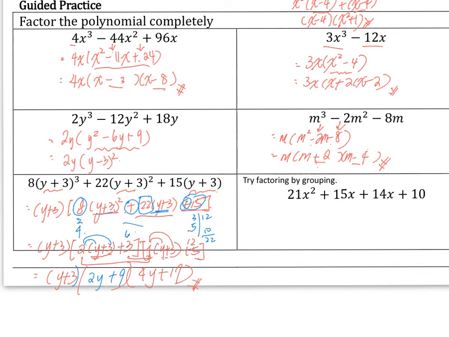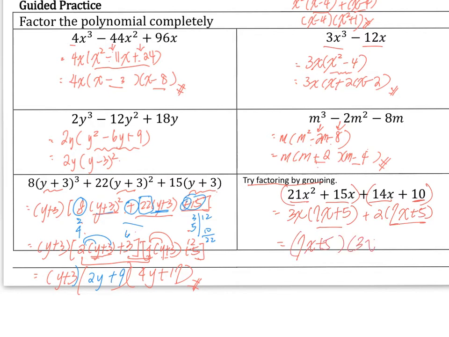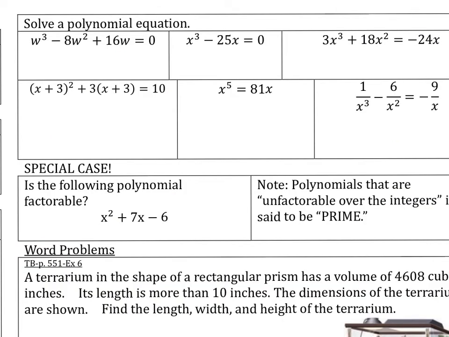Let's try one more. And here it says try factoring by grouping. Okay, so you see that there are two like terms here, so just ignore that. Let's group this. I'm going to factor out 3x, the GCF between these two first two terms. So that makes 7x plus 5. I'm going to factor out 2, also makes 7x plus 5, and we end up with two common binomials, which we can factor out, and then we're done.